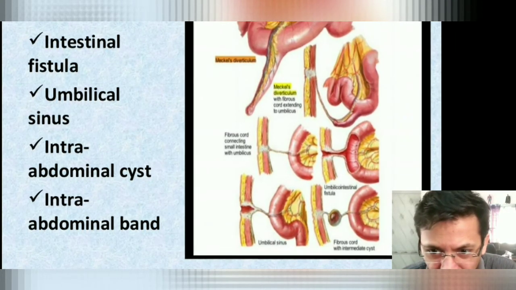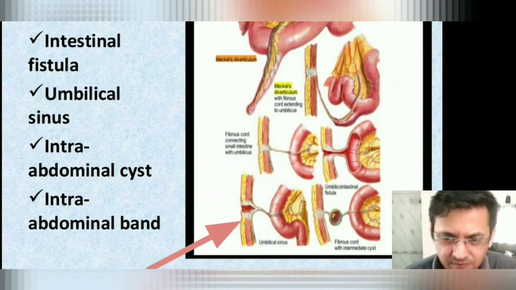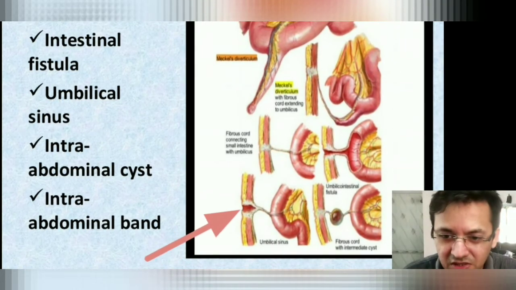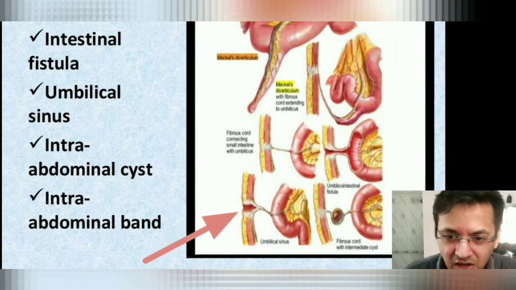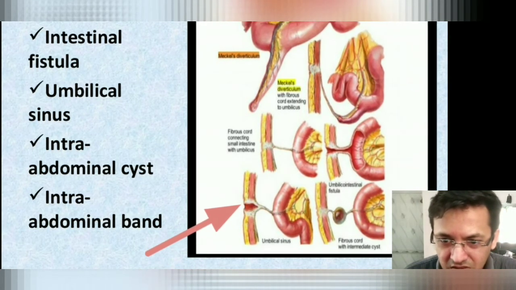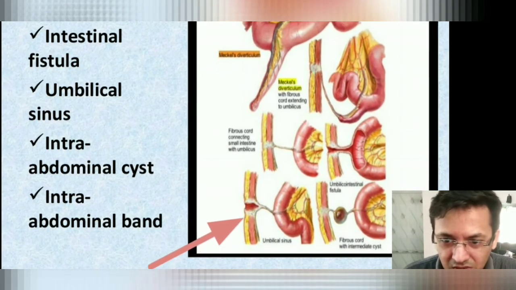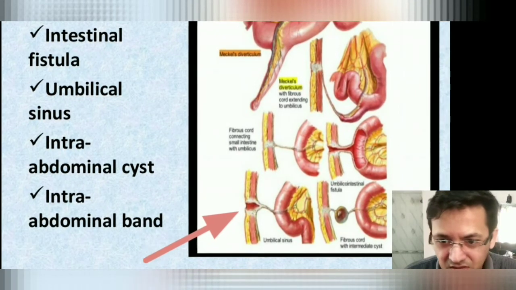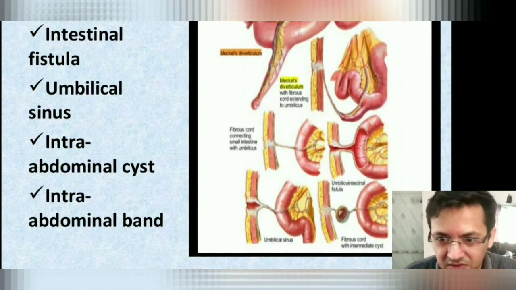Then another variant is umbilical sinus, where there is preservation of the lumen of the Vitelline duct in the peripheral portion at the umbilical end, while there is obliteration of the lumen in the proximal or intestinal portion. So this is called umbilical sinus, and it can give rise to symptoms if it gets infected.